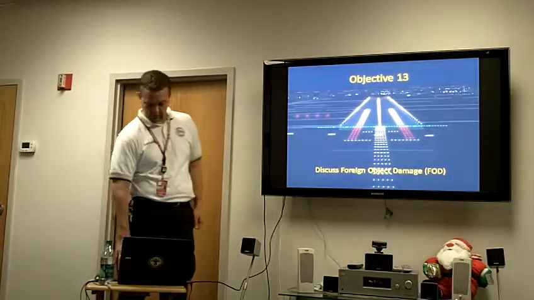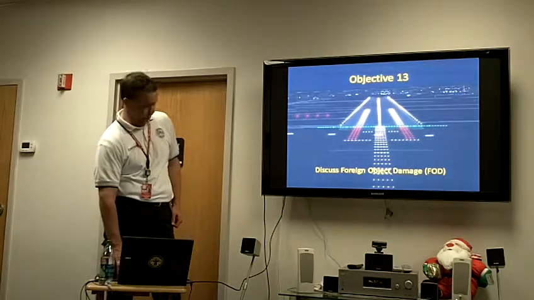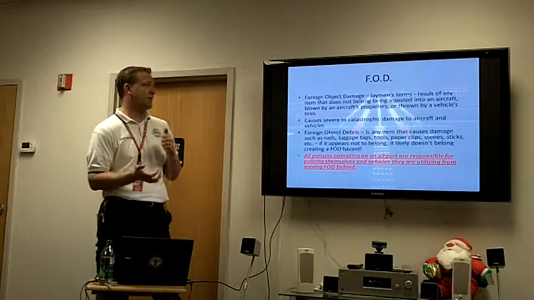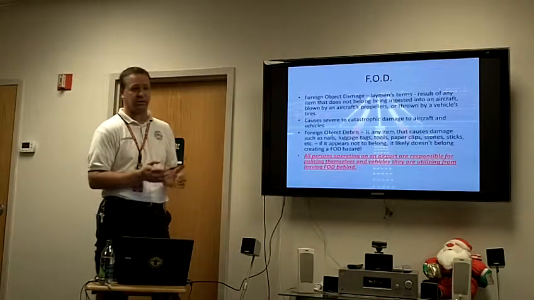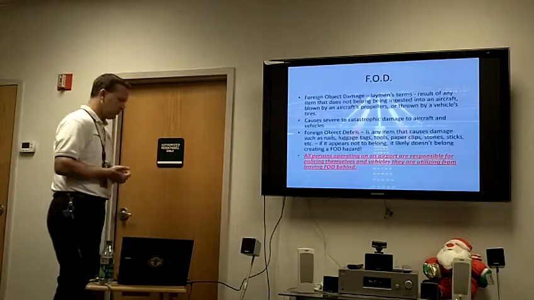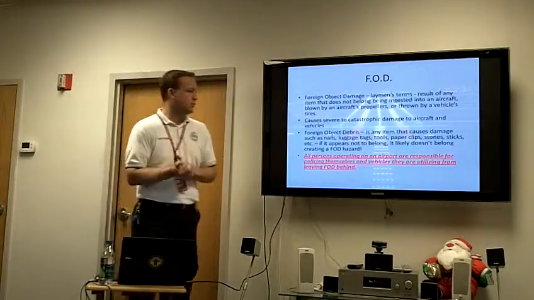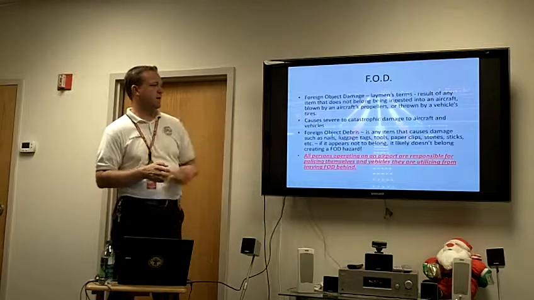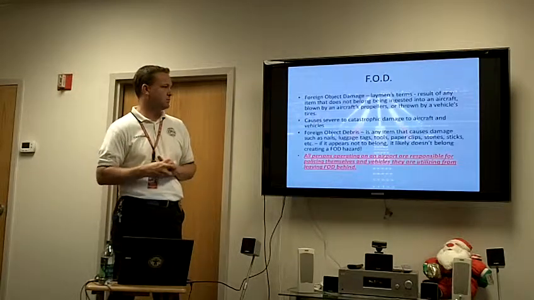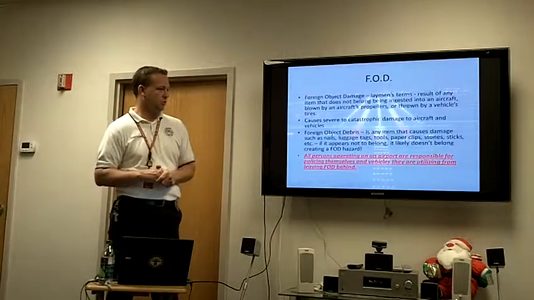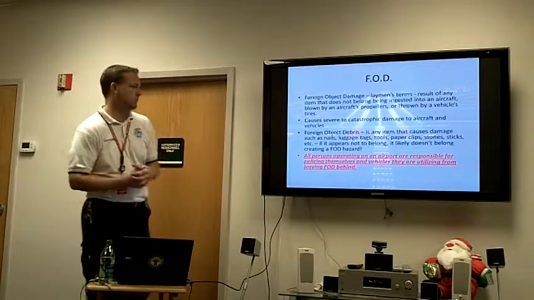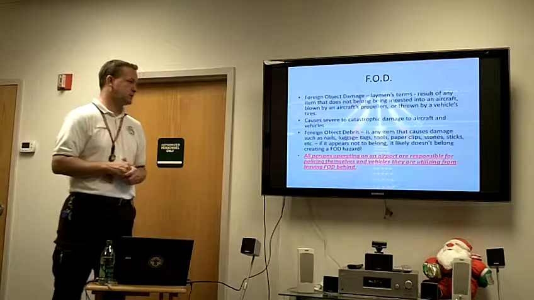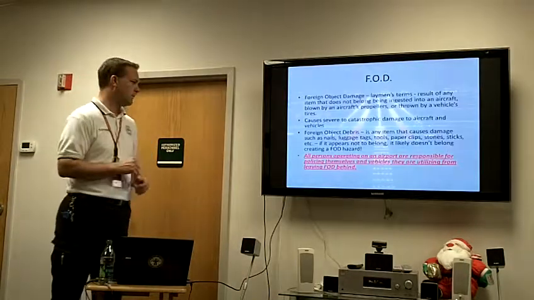And the last objective we're going to cover, but certainly not least and one of the most important, is discussing foreign object damage. Foreign object damage, in layman's terms, is the result of any item that does not belong being ingested into an aircraft, blown by an aircraft's propellers, or thrown by a vehicle's tires. They can cause severe to catastrophic damage to aircraft and vehicles. Foreign object debris is any item that causes the damage. You name it, you think of it, and it's likely to be found in an airport.